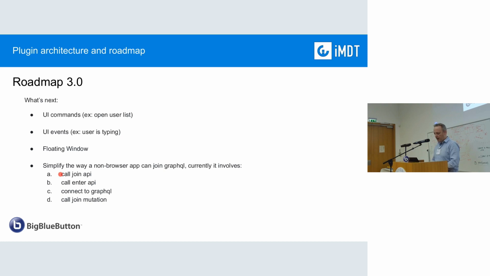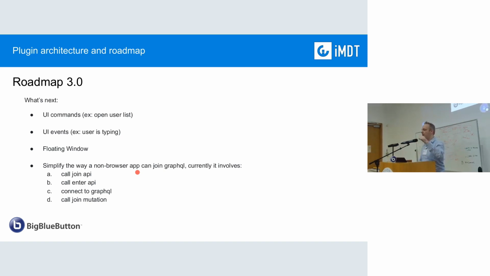And we want to simplify the way that a non-browser app can join GraphQL, because now it involves calling the join API, the enter API, connecting to the GraphQL, and calling the join mutation. It was several steps. Max on the mobile had to implement that, and the guys had to implement that in Electron. So we want to simplify it: you just connect to a URL, get everything you need, and go to GraphQL. It's all coming in 4.3.0, so let's say early next year.